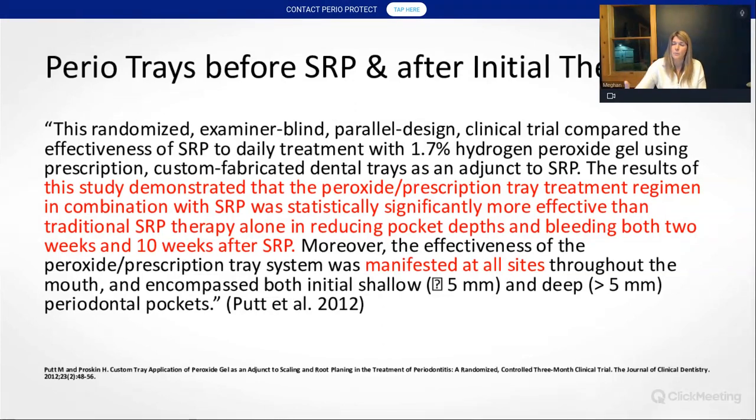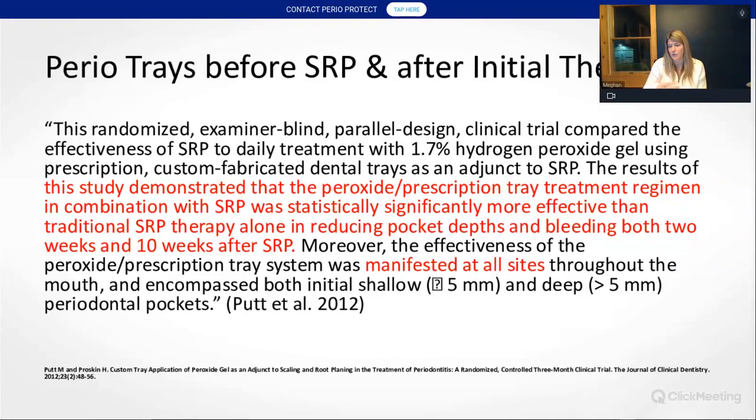So again, whenever you start your patient off in trays, you see them back for their delivery. Ideally, you're going to see them back again in about 2 to 6 weeks so that you can reevaluate them and let them know how they're doing. Hey, is your mouth feeling cleaner? Is it feeling more moistened? How do you feel about the gel? Are the trays still fitting okay?